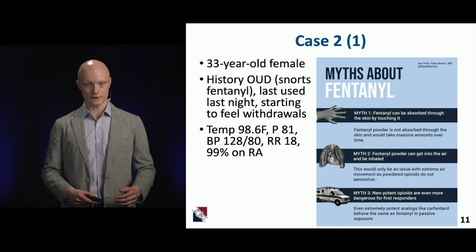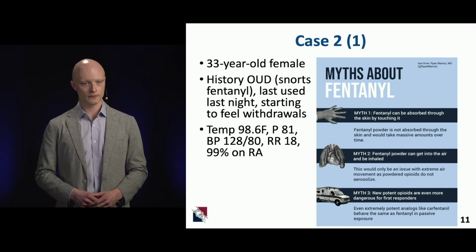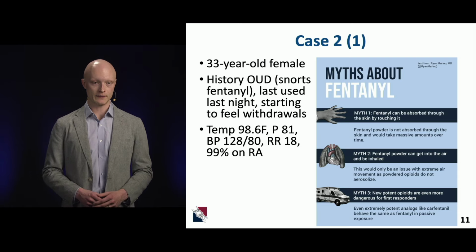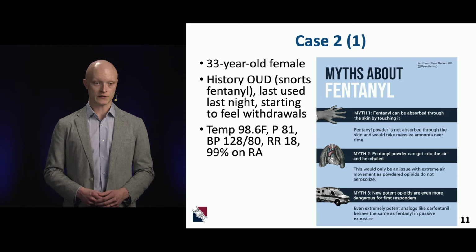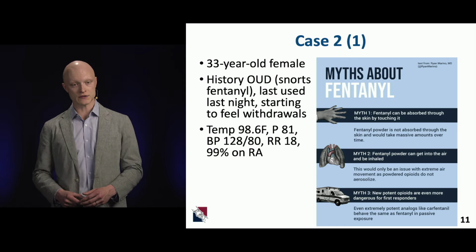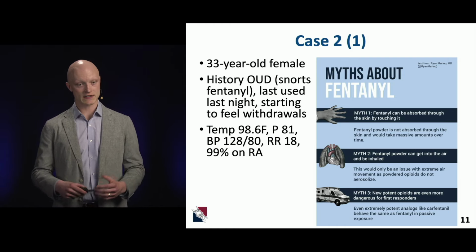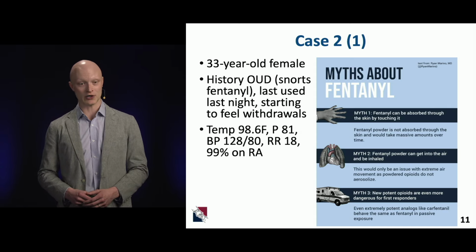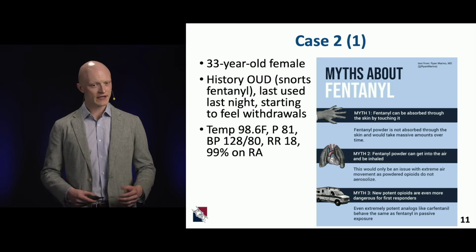All right, so that was our first case, and that patient did pretty well. Let's look at another case now. This time we have a 33-year-old female. She has a history of opioid use disorder, and she also snorts fentanyl like our last patient. She used last night, and she's presenting to us in the acute care setting this morning, now starting to feel some withdrawal symptoms. Her vital signs look pretty good.